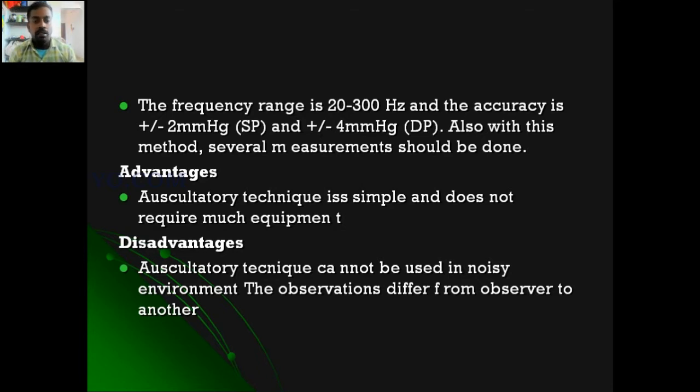Also with this method several measurements should be done. Okay, right. The advantage of the auscultatory method is that it is simple and does not require much equipment. The disadvantage is that the auscultatory method cannot be used in a noisy environment. The observations differ from one observer to another observer.